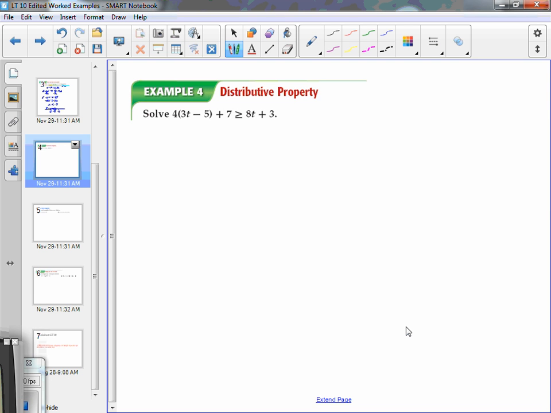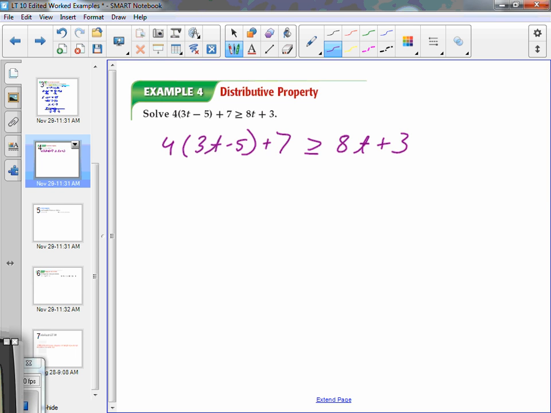Now, we might have to do more simplifying. So, here's an example with the distributive property involved. 4 times the quantity, 3t minus 5, plus 7 is greater than or equal to 8t plus 3. They're giving us a hint here that it's the distributive property we need to use. On the left side, we're going to simplify before we solve. Multiply the 4 times 3t and get 12t. Multiply the 4 times the negative 5 and get negative 20. And then just copy down the rest of the problem.